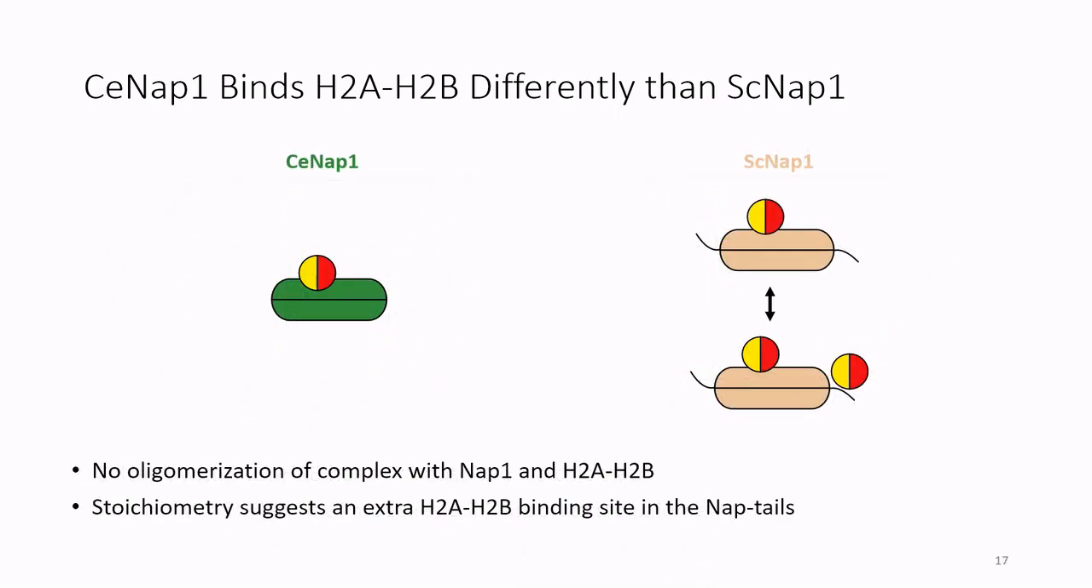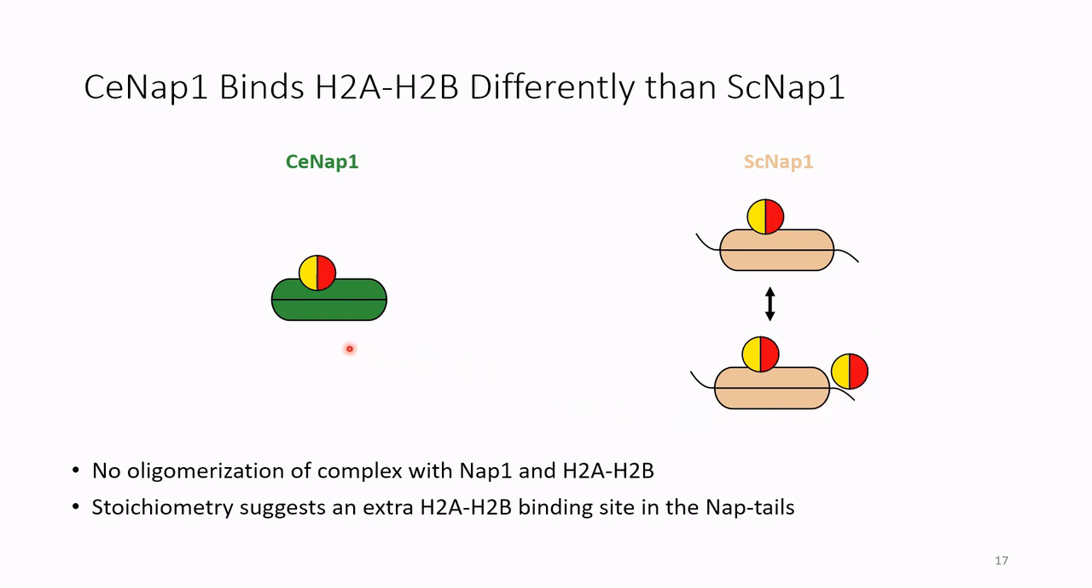Here we represent the previous SEC-MALS data in a simple schematic. In green we have worm Nap1, and as you can see it binds to one copy of H2A H2B, whereas in wheat we have yeast Nap1 binding to one or two copies of H2A H2B. We observe no oligomerization of the Nap1 H2A H2B complexes in either case, but an important difference is that in yeast Nap1, because of the presence of the N and the C terminal Nap tails, there is a second copy of H2A H2B being bound, leading to a 2-to-2 stoichiometry.